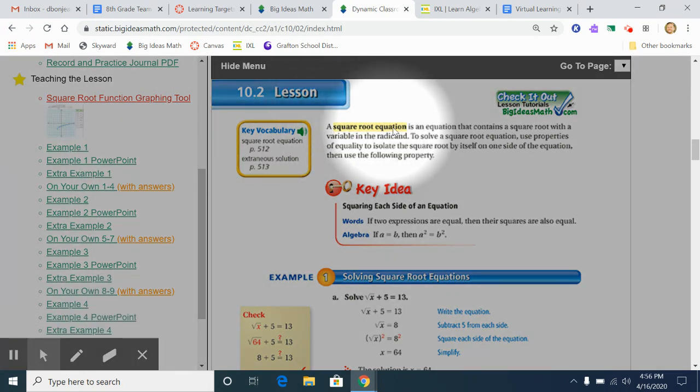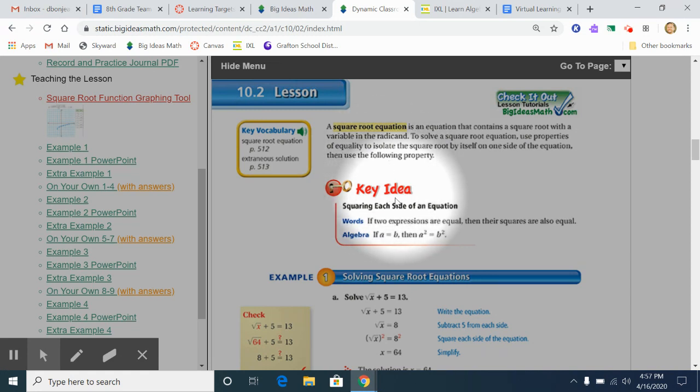A square root equation is an equation that contains a square root with a variable in the radicand. Remember, that just means that there's an expression with an x or a variable underneath the square root symbol. To solve a square root equation, use properties of equality to isolate the square root by itself on one side of the equation. And then we're going to use the following property, which says to square both sides of that equation. So we're going to get the expression that consists of the square root on one side of the equation alone, and then we're going to square both sides.